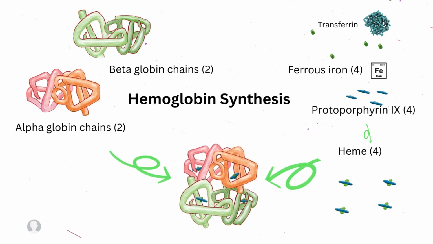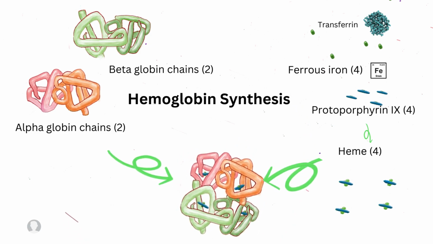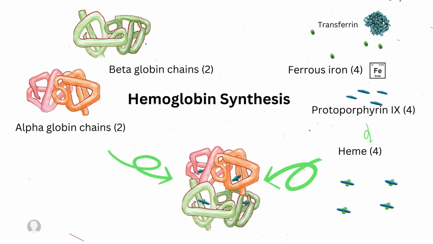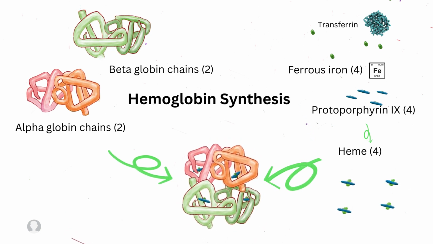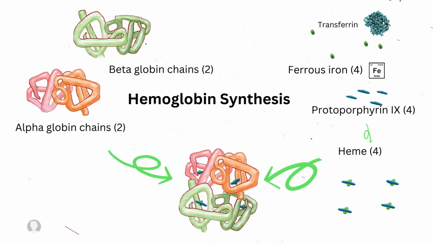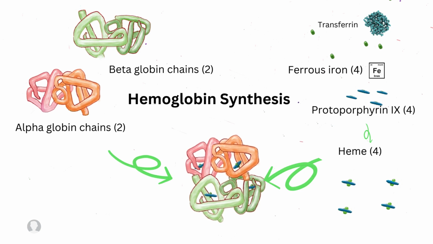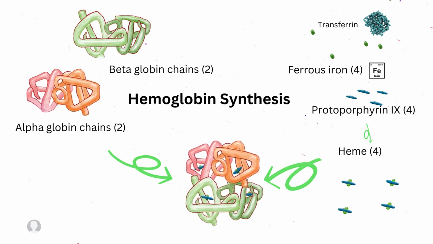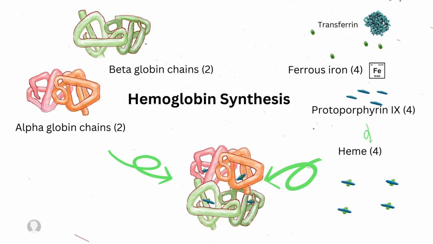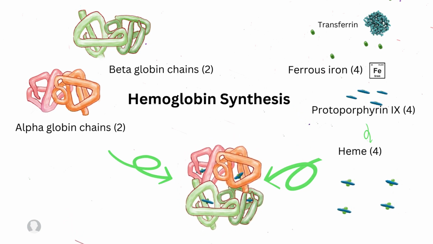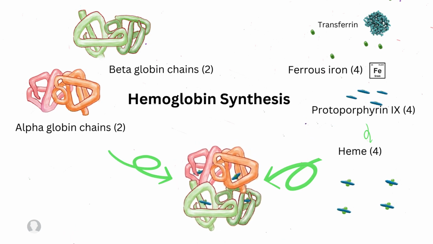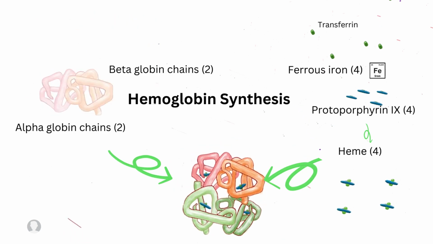Transferrin is a carrier protein that carries ferrous iron in the 2+ valent state to join protoporphyrin 9 to form heme, which will join 2 alpha globin chains and 2 beta or 2 non-alpha hemoglobin chains to form one hemoglobin molecule that can carry 4 oxygen molecules from the alveoli of the lungs to our tissues.